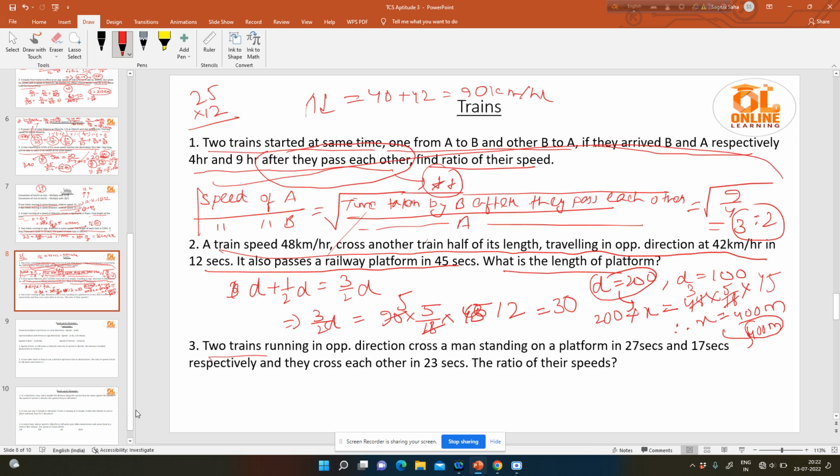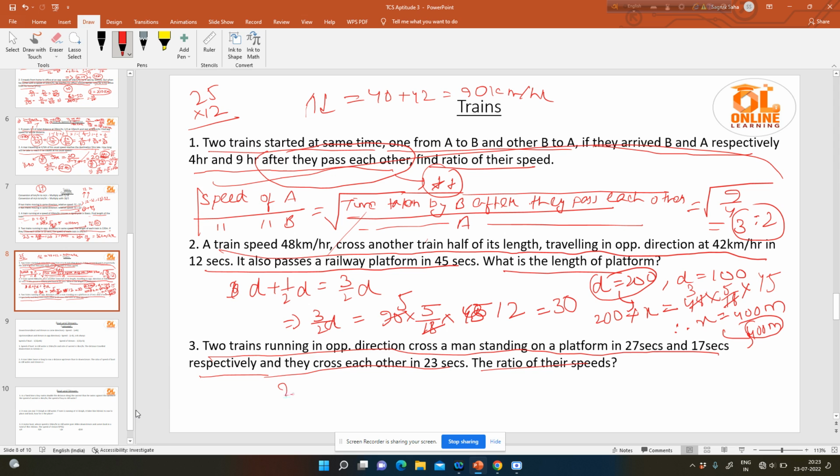Again, two trains running in opposite direction cross a man standing on a platform in 27 seconds and 17 seconds respectively, and they cross each other in 23 seconds. The ratio of their speeds? If you want to solve this question by normal formula, you can solve it, but it takes more time. Whenever you see this type of question, two trains are crossing a same man, and also they're crossing each other, all the times are given, you can use the trick of mixture and allegation.